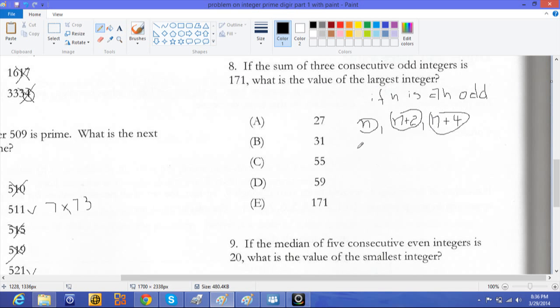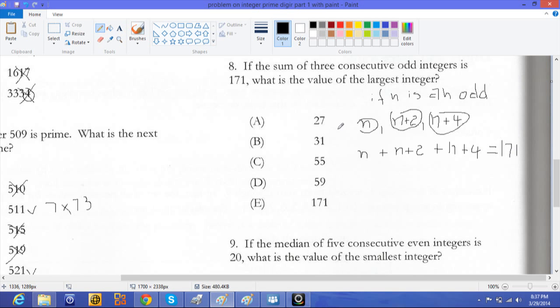So let's take the sum. If we make the sum, I'm going to have n, the first one, plus the second one, which is n plus 2, right? And the third is n plus 4. Okay, so they say the sum should be equal to 171. We're going to try to solve this, okay?